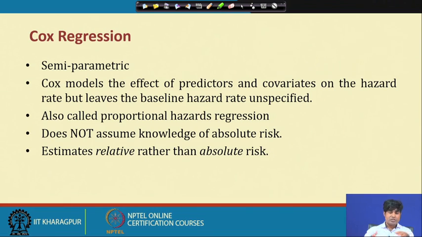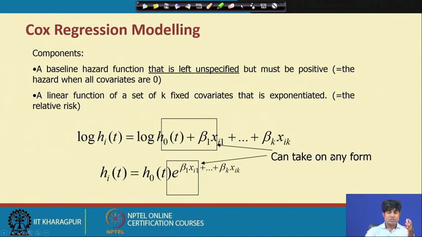And corresponding to these clusters, there is a concept called Cox regression. It is in the semi-parametric basket, and Cox models the effect of predictors and covariates on the hazard rate, but leaves the baseline hazard rate unspecified. It is also called proportional hazards regression, and here we do not assume knowledge of absolute risks, and finally it estimates relative rather than absolute risks. That is the structure.